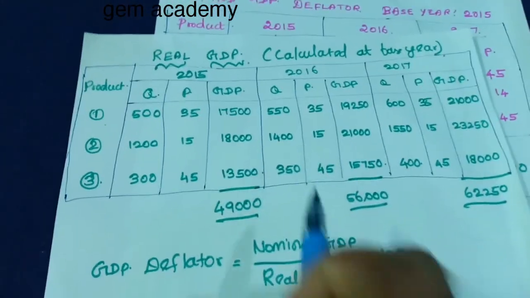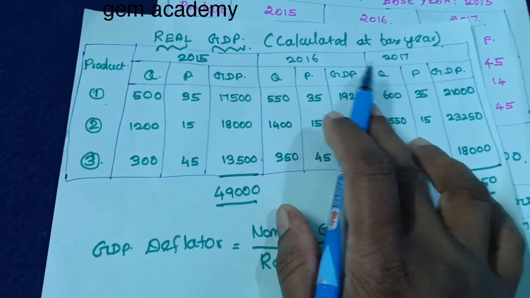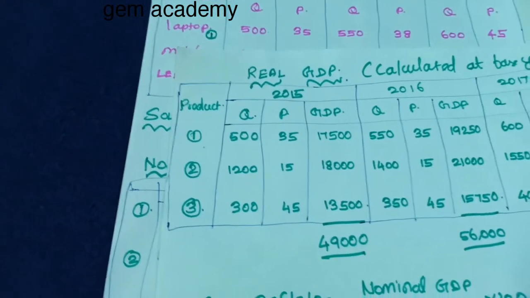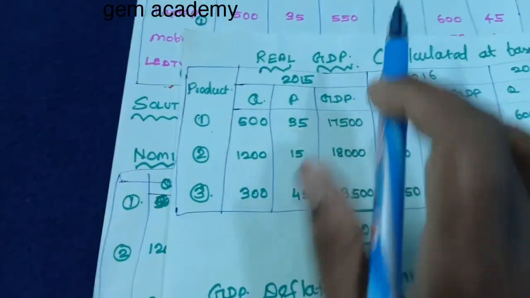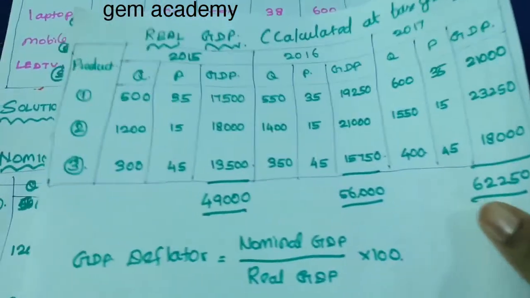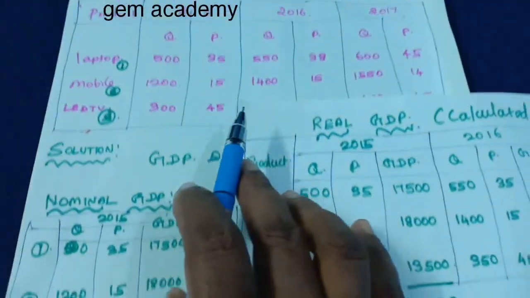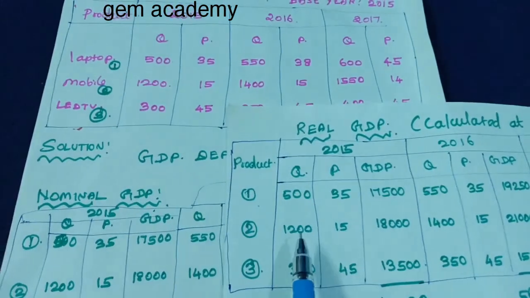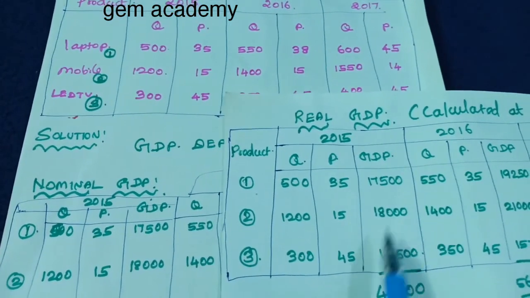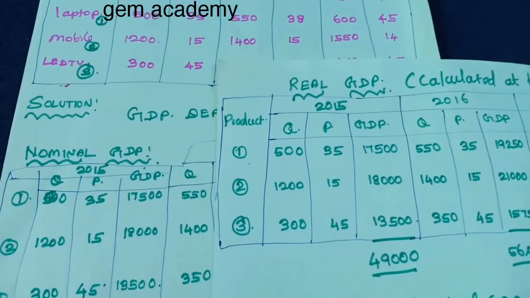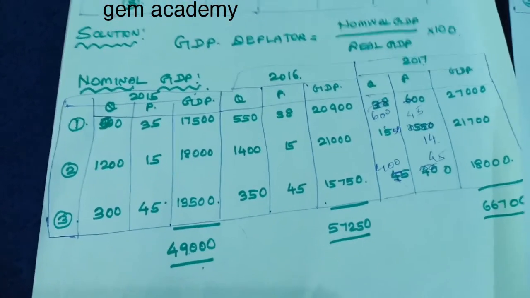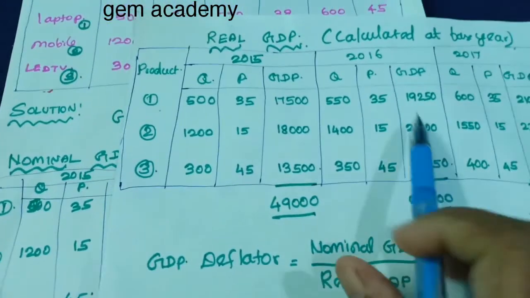Next one, to find the real GDP. Real GDP is calculated at the base year. Here base year is 2015. So the value doesn't change for the year 2015. The same value I am taking, 535, 1215 and 345. The same values, the same 49,000. In the nominal GDP also the same value. Next, come to 2016.